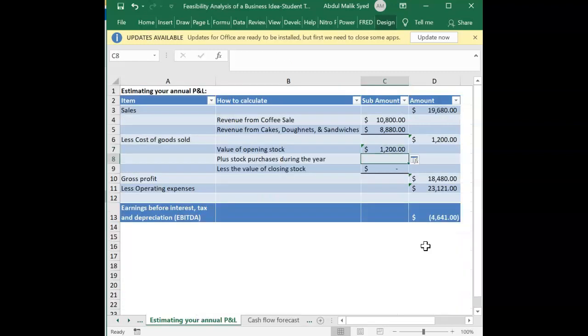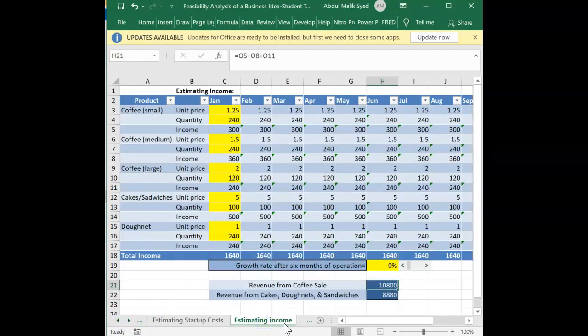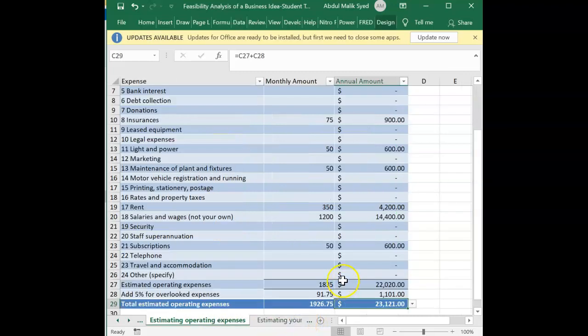Then you have plus stock purchases during the year. So we didn't make any stock purchases during the year, or maybe you purchase some $500. Then the closing stock. Let's say you are going to have nil because we are selling everything in that year. So the gross profit is this much. The operating expenses, as I said, is very high. So let's go back to the operating expenses and re-look into that.